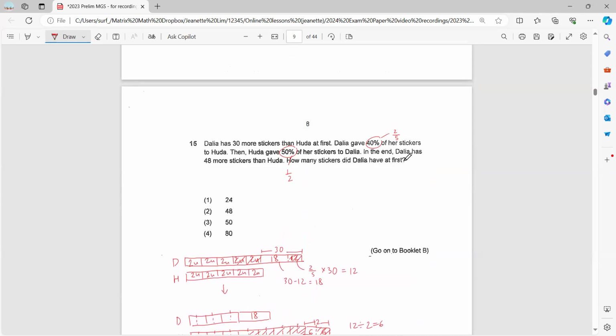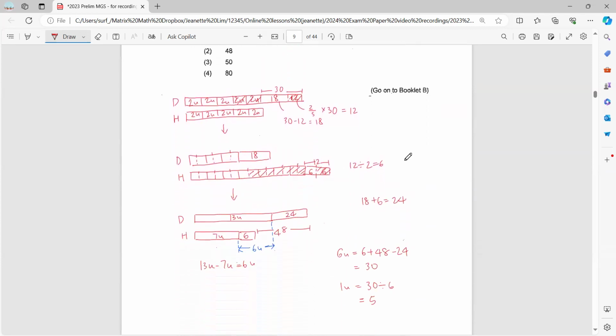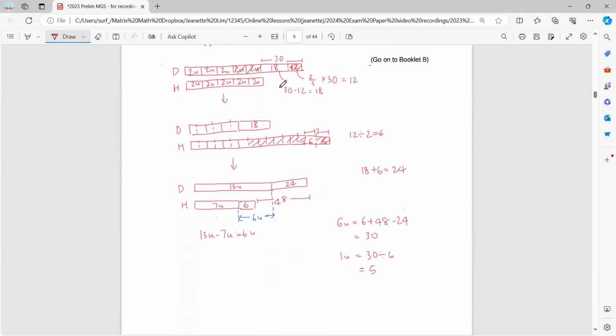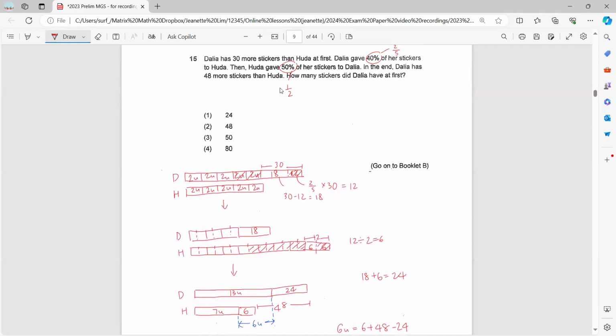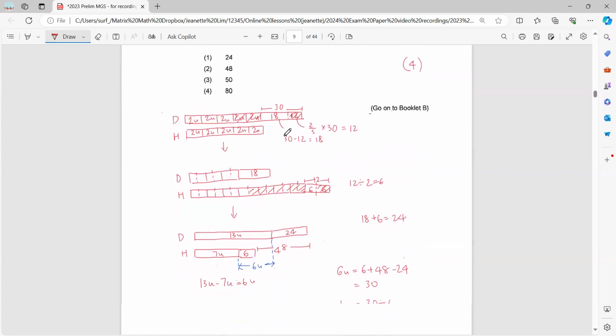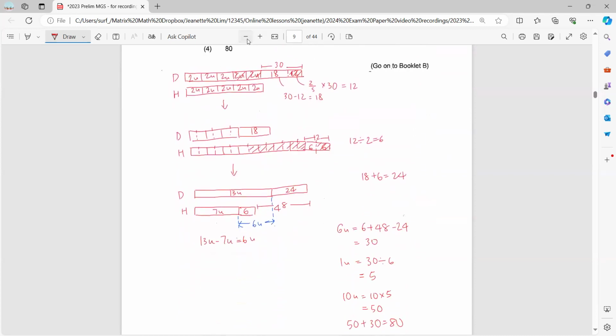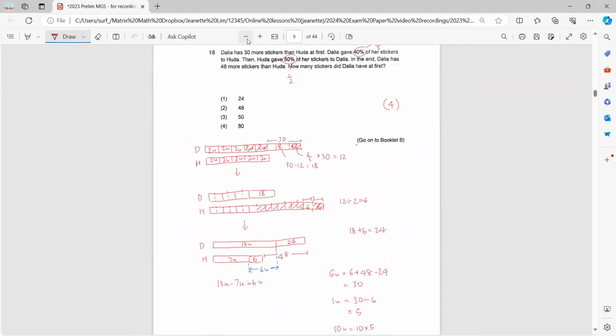Question: how many stickers did Dahlia have at first? Back to the very first model, Dahlia has 2, 4, 6, 8, 10 units plus 30. So 10 units, which is 50. Then we add 30. Answer: 80. Okay, so a pretty lengthy question for MCQ. So this is how you do this question using a model.